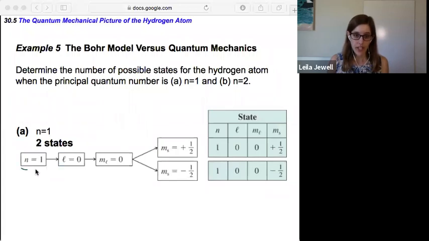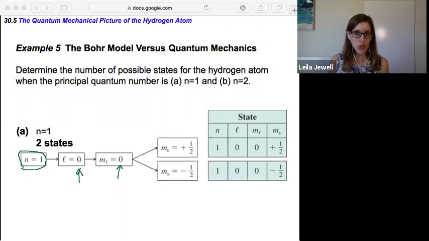So for A, we have n is equal to 1. That tells us, based upon the table, that L has to be at a max n minus 1. So the largest value L can have is 0. m sub L is plus or minus L, so m sub L is held to be 0. But then the spin quantum number can be plus 1/2 or minus 1/2. So that's where we break off in having two possible states. So given n equals 1, we now have two possible states, and we can write their quantum numbers as 1, 0, 0, plus 1/2 or 1, 0, 0, minus 1/2. So these would be our two states.